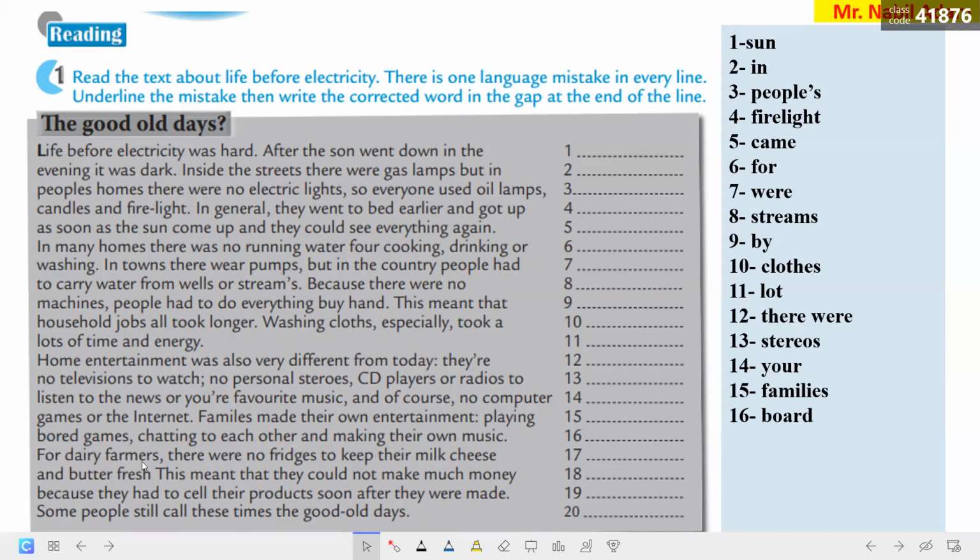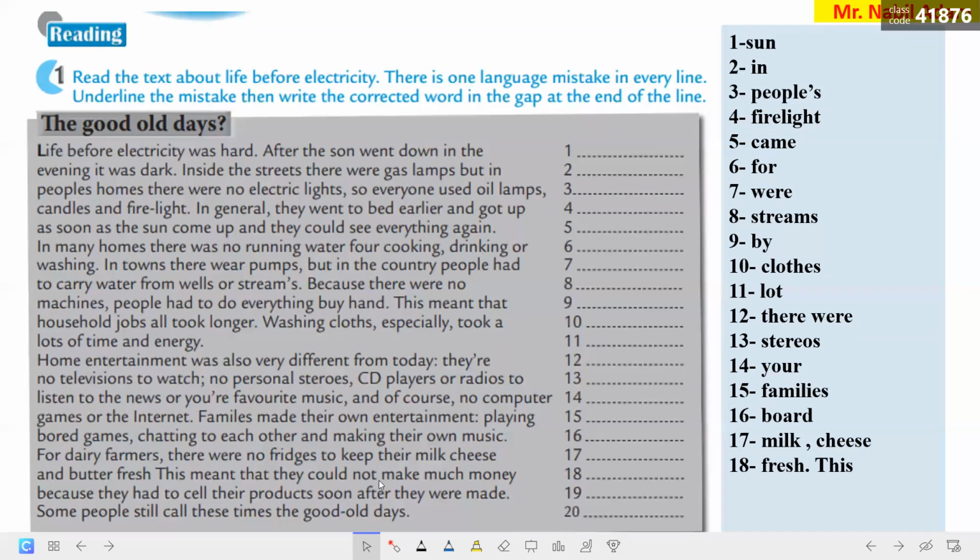For dairy farmers, fridges to keep their milk. Milk cheese. There should be here a comma because you have a list: milk, cheese, and butter, fresh. Here we put full stop. After fresh, we put a full stop. This is the end of the sentence.